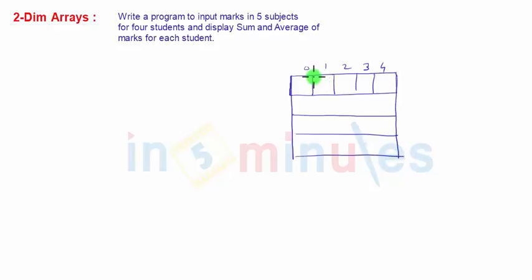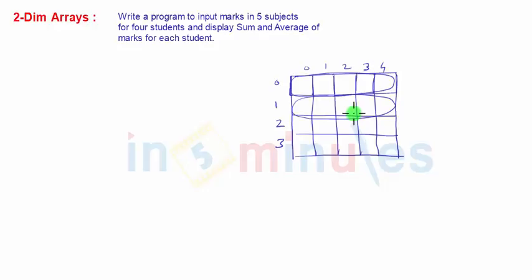Instead of that, obviously we'll define a 2-dimensional array of size 4 by 5, with 4 rows and 5 columns. Now the 0th row will represent first student data, the first row will represent second student data, and so on, third and fourth student data. So this will be holding data for the first student, the second row will be holding data for the second student, and so on.